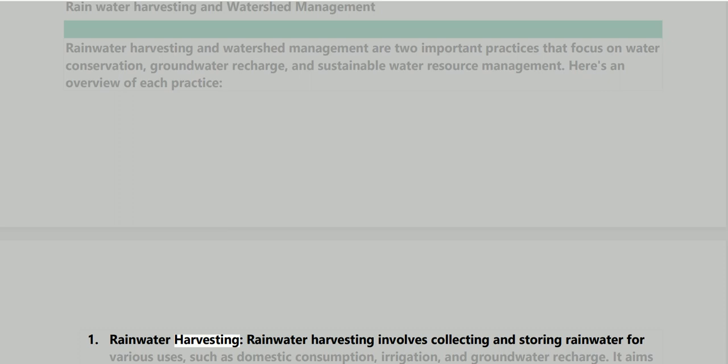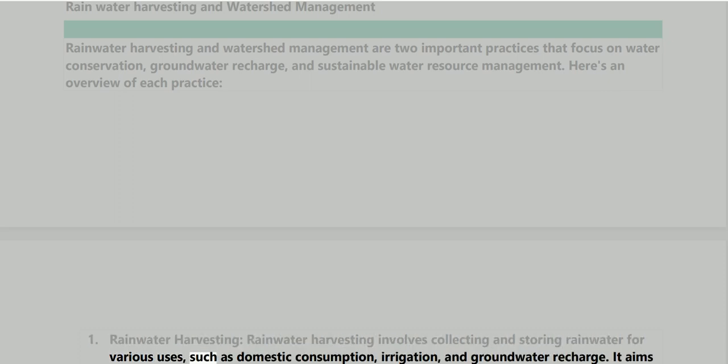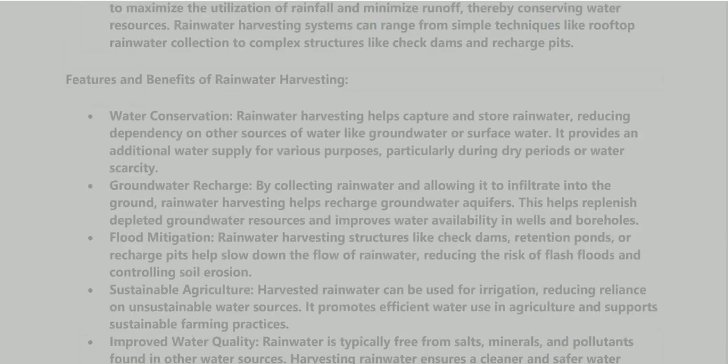1. Rainwater harvesting. Rainwater harvesting involves collecting and storing rainwater for various uses, such as domestic consumption, irrigation, and groundwater recharge. It aims to maximize the utilization of rainfall and minimize runoff, thereby conserving water resources. Rainwater harvesting systems can range from simple techniques like rooftop rainwater collection to complex structures like check dams and recharge pits. Features and benefits of rainwater harvesting.